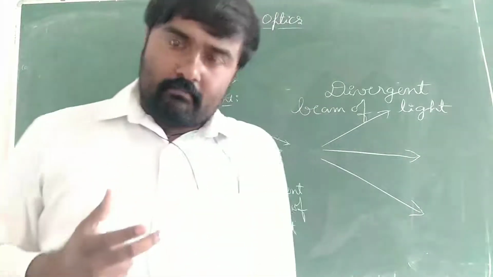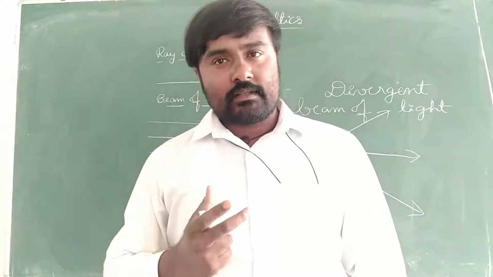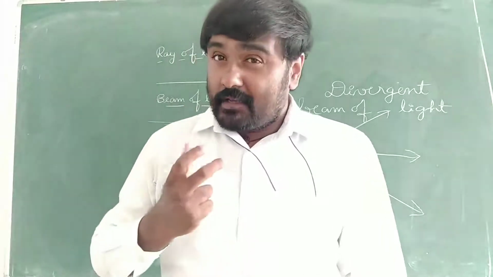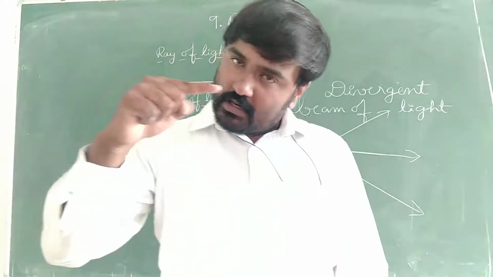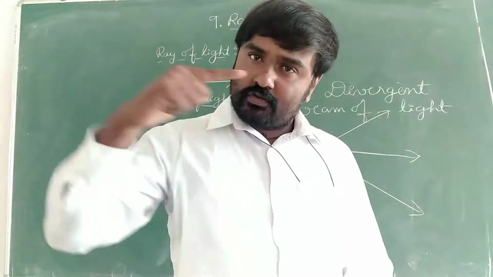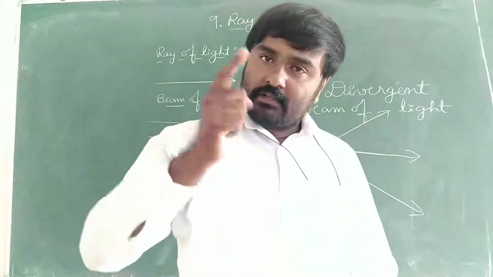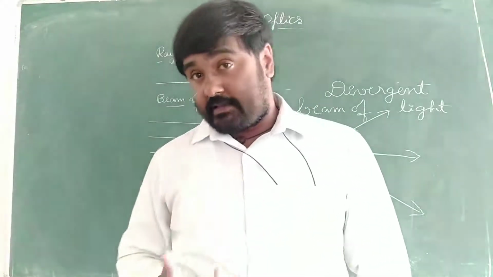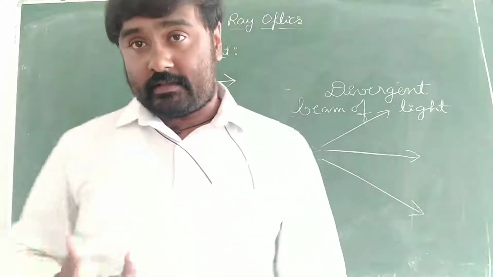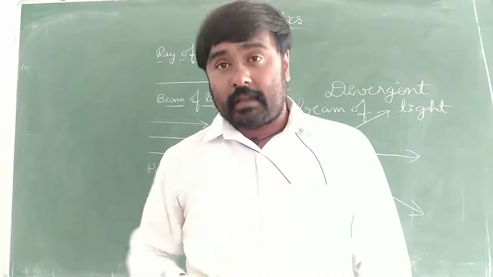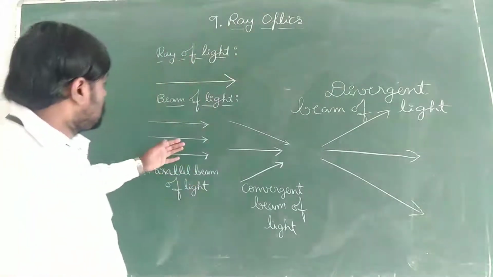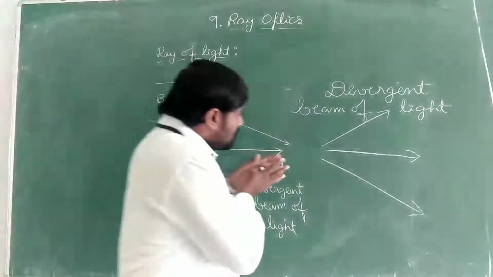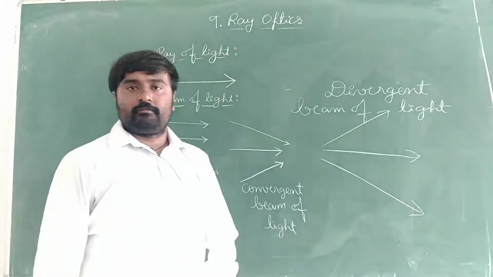So light is a form of radiant energy which causes the sensation of sight in the eye and also in the brain. A ray of light is a straight line along which light can travel. A collection of identical rays, a bunch of rays, a bundle of rays, is called a beam of light. This is the parallel beam of light, this one is the convergent beam of light, and this one is the divergent beam of light.